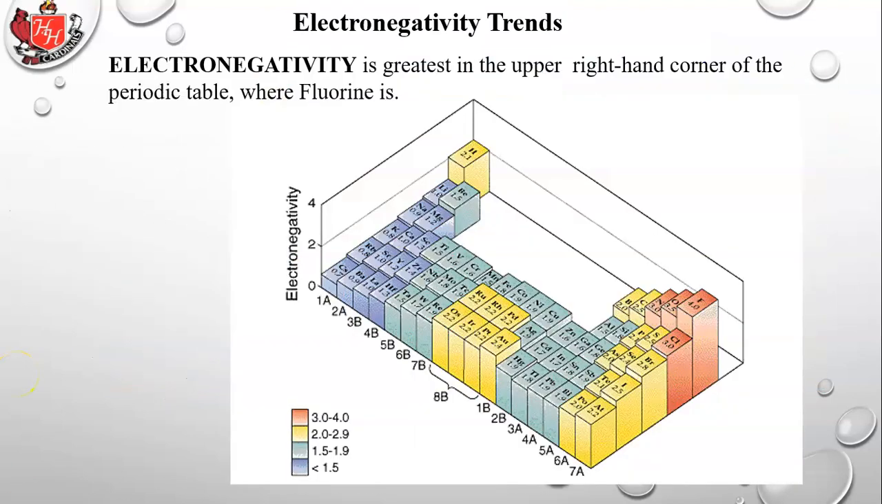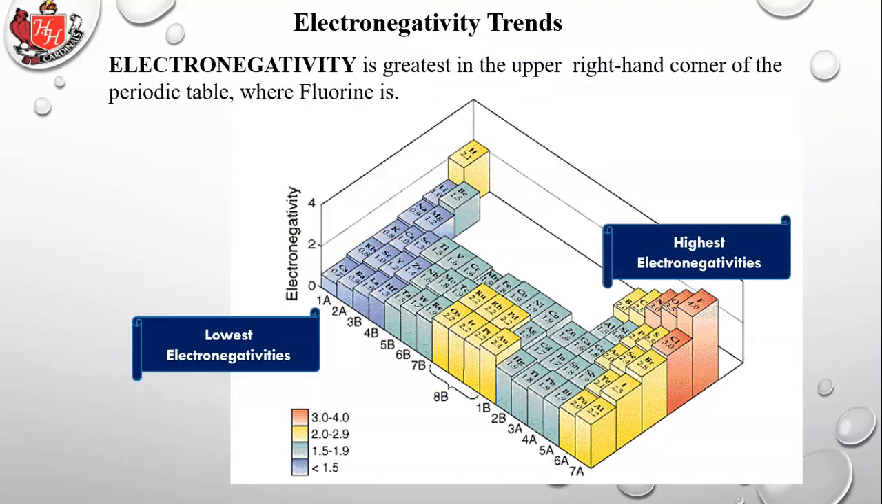So electronegativity is greatest in the upper right-hand corner of the periodic table where fluorine is, and that's the highest over there on the right and lowest over there on the left. That's the same perspective. So again, the same pattern across the periodic table as ionization energy.